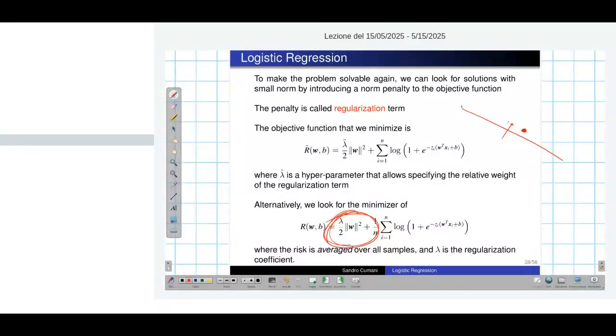To reduce the impact of this phenomenon, we can add a term that penalizes solutions with large norm. This is called a regularization term. A regularization term penalizes models where the norm of W is large. In this way, we're trying to force the model to give us solutions with a smaller norm of W.